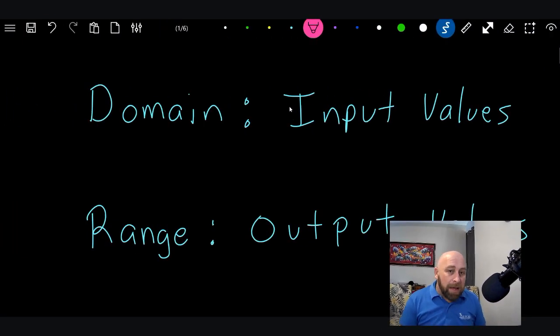All right, the domain and the range. What is the domain and what is the range? Well, that's where we need to start. So look down here at the screen. The domain is the input value.